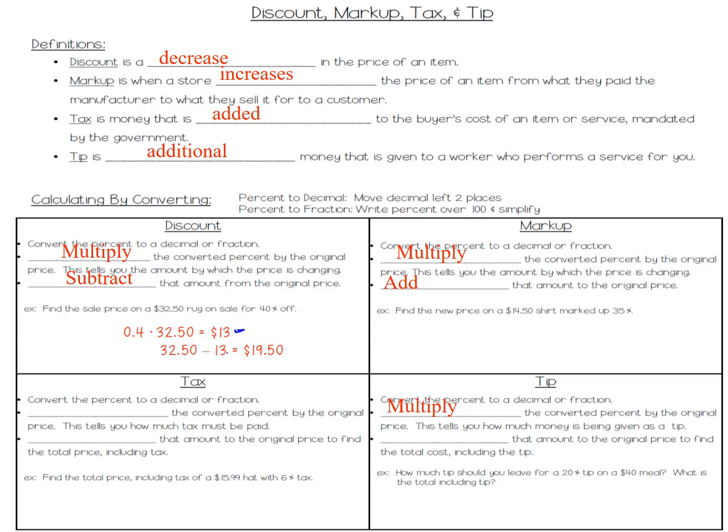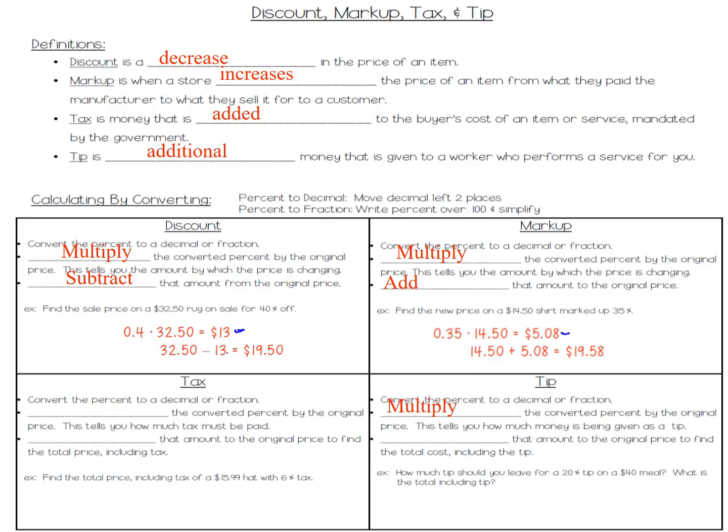So if you look at that example right here, it says find the new price on a $14.50 shirt marked up 35%. So we have to change that 35% to the decimal, 0.35, then multiply it by $14.50. That gives us $5.08. This is my markup amount, $5.08. We add that to $14.50, get $19.58.